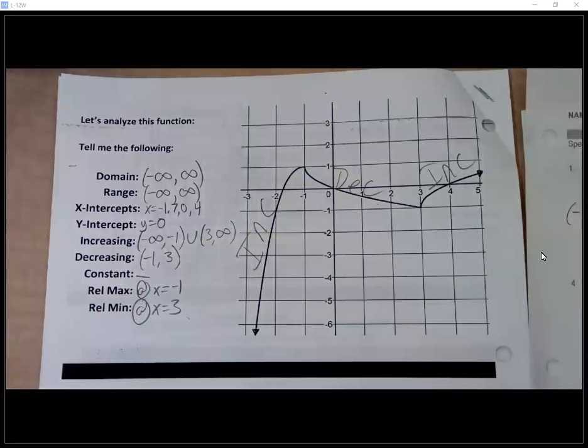Easy enough? See, I told you this section wasn't bad. So go ahead and try the bottom one while I hand out tonight's homework.